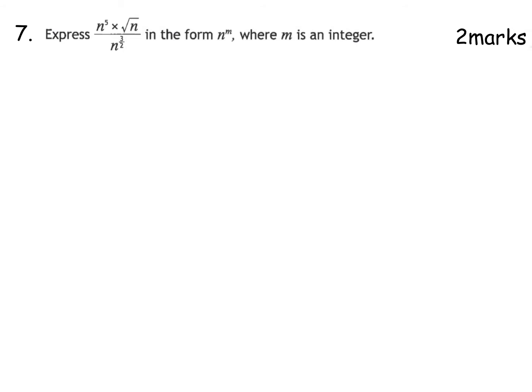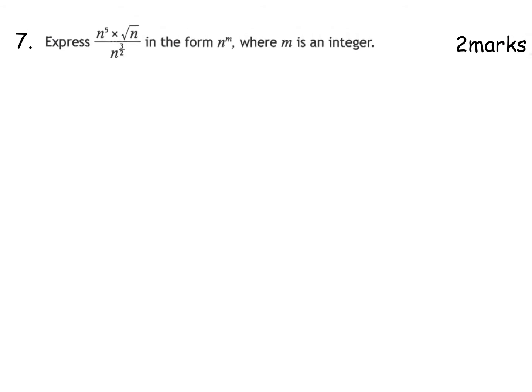Okay, then we've got a wee third question. For this one, we have to be aware of a couple of rules about surds. The first rule is knowing that anything to the square root is a power of half. So we've got n to the power of 5 times n to the half all over n to the 3/2. And if you don't know that, you're not going to be able to pick up full marks here.